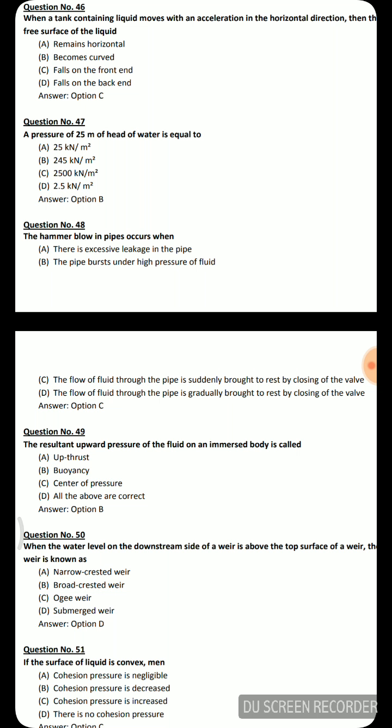Next question: the resultant upward pressure of the fluid on an immersed body is called buoyancy. The very definition of buoyancy is that. Next question: when the water level on the downstream side of a weir is above the top surface of the weir, it is known as a submerged weir. Obviously.